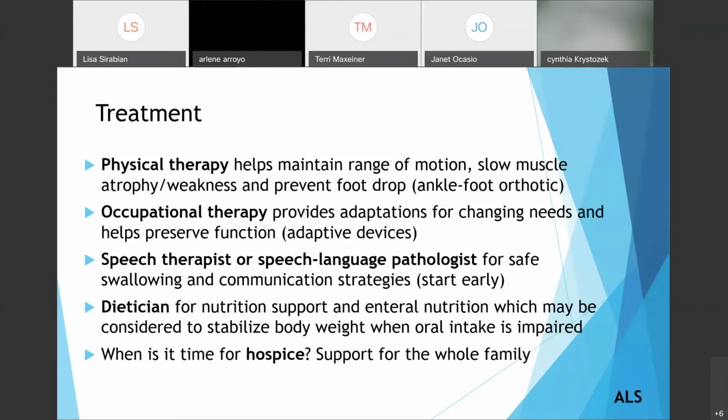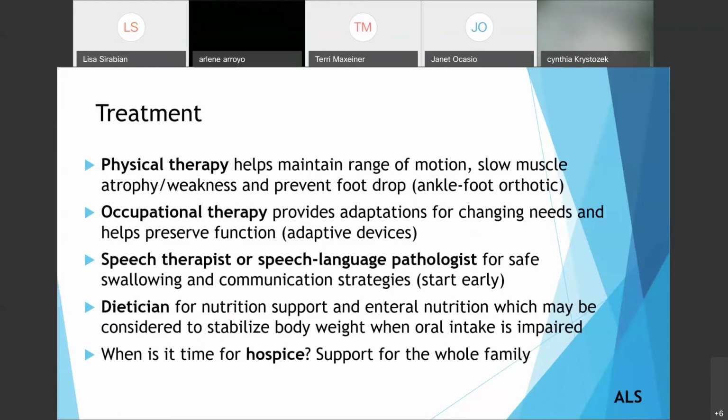So for treatment, we collaborate again with physical therapy, occupational therapy, and speech therapy, or the speech language pathologist, in terms of assessments, evaluations, and interventions to help with the ever-changing deficits that they're dealing with. The dietitian also is going to be very helpful for nutritional support and enteral support. And by the way, that's another decision that will have to be thought about, whether or not to move toward a feeding tube.